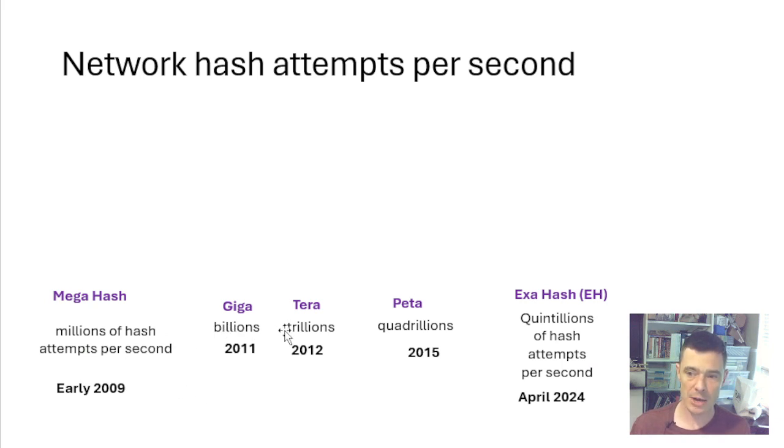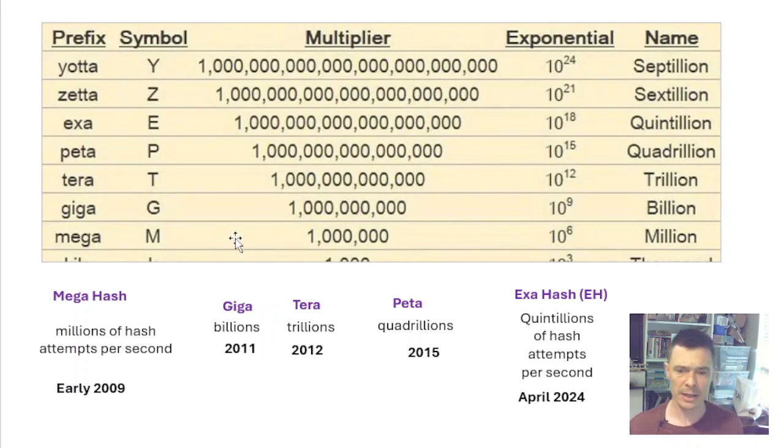And you can see the hash rate has grown over time. This is an exponential growth. So each step here, giga, tera, peta, is 1,000 times more than the previous. And as we just saw, we're at an exahash. The network is getting close to a zetta of hash attempts per second.